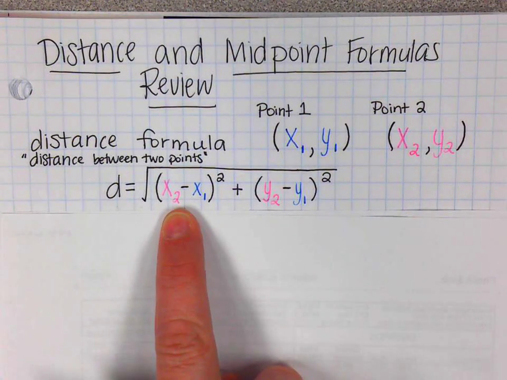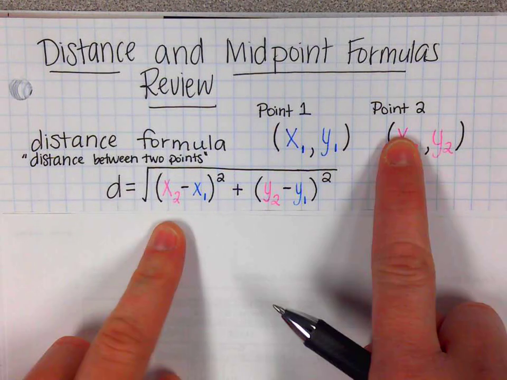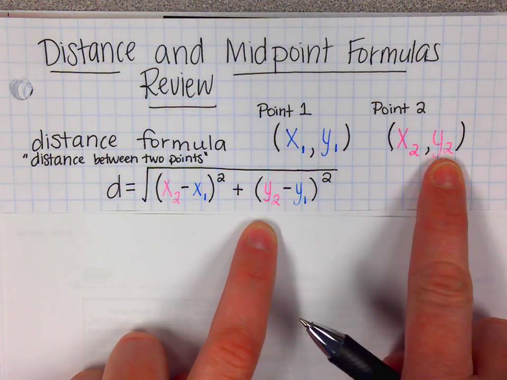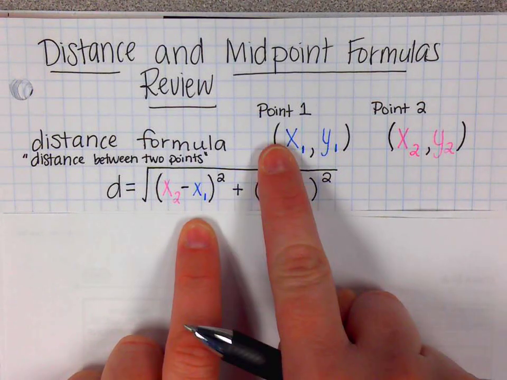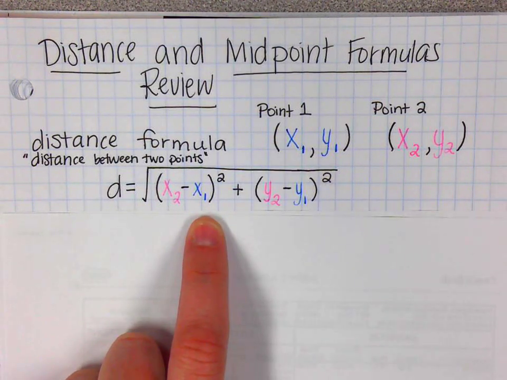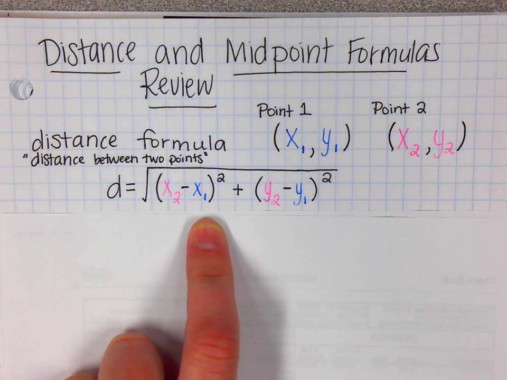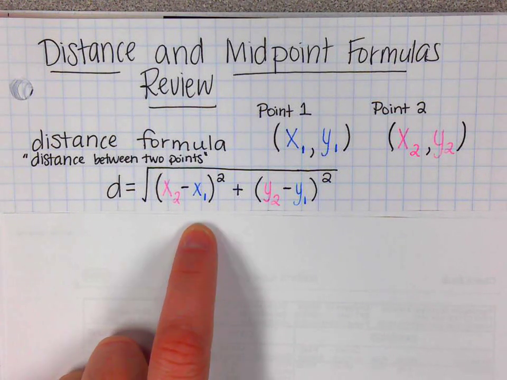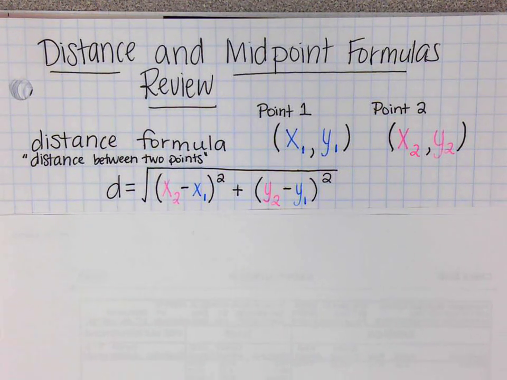Remember this little 2 right here just means the x value from the second point, and this means the y value, and then the 1 means point 1. This is one of those formulas in math where you could see where the formula came from, but it's one of those things you just want to be okay with looking at the formula.